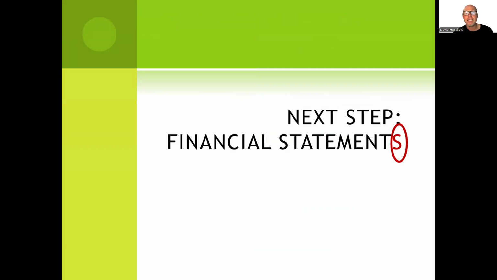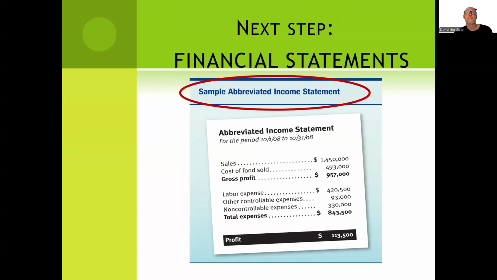And there's an S. I've highlighted the S. There are multiple financial statements. There are four of them. I'm going to show you one here, which is called an income statement. I'm going to use this income statement because it shows you where this cost of goods sold goes. So if our next step in the journey is preparing financial statements, here's a sample of what's called an abbreviated income statement. It's a very short, brief one and doesn't include all the information.